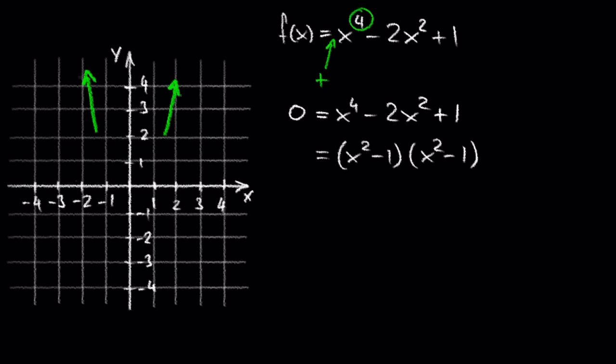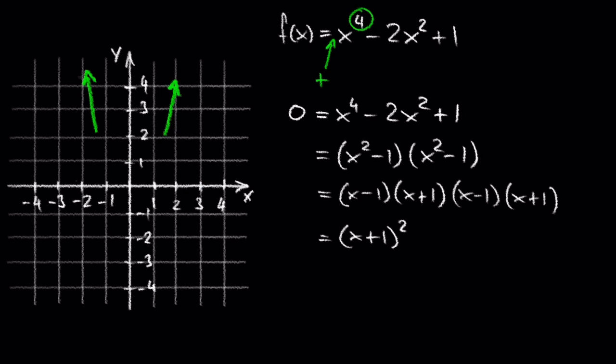Now we see that we can factor each of these factors. So we get x minus 1 in parentheses times x plus 1 in parentheses times x minus 1 in parentheses times x plus 1 in parentheses, which we can write as x plus 1 in parentheses squared times x minus 1 in parentheses squared.